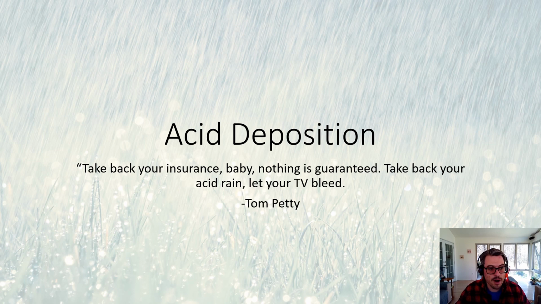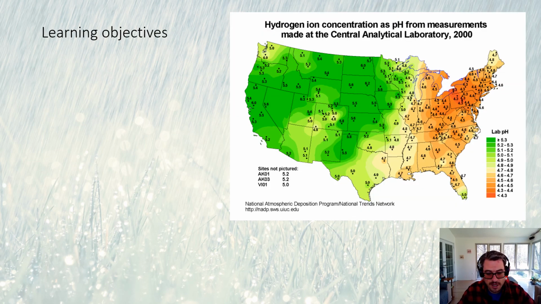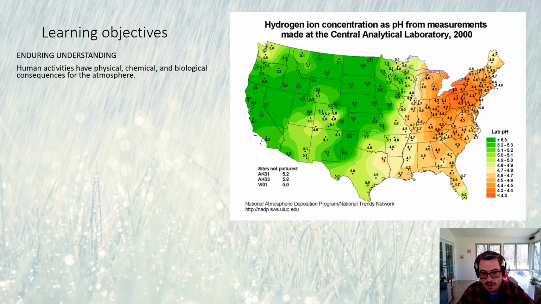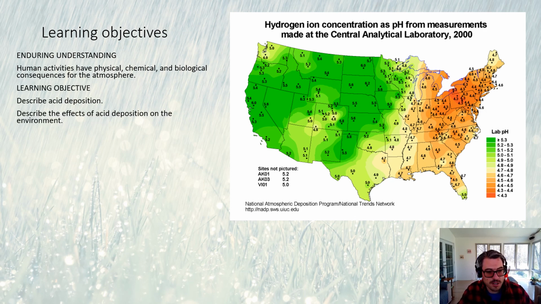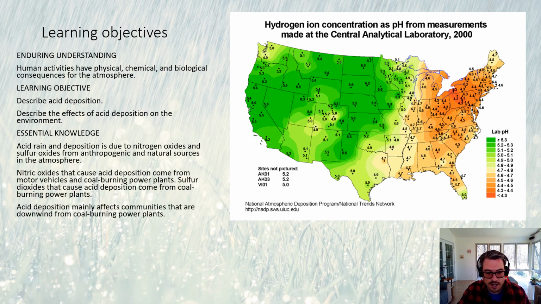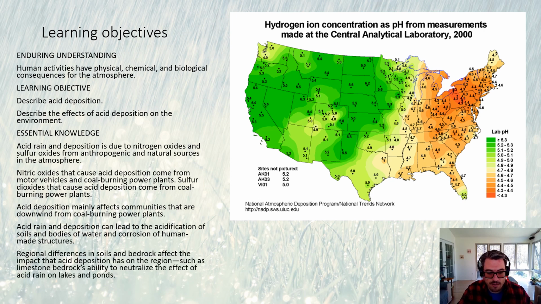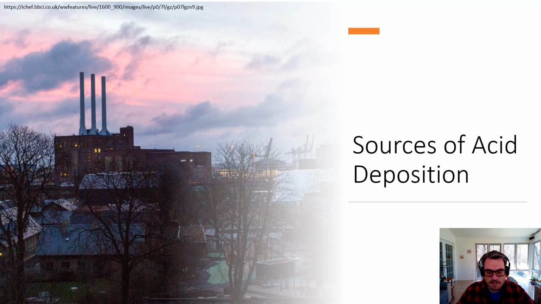And now, more on acid deposition. The objective of this discussion is to gain an understanding of how human activities have physical, chemical, and biological consequences for the atmosphere. The learning objectives are to describe acid deposition and describe the effects of acid deposition on the environment. As part of the discussion, we'll be looking specifically at sulfur dioxide, nitrous oxides, the effects of acid deposition on the environment, the sources of acid deposition, and regional differences between acid deposition and the effect of the Clean Air Act.